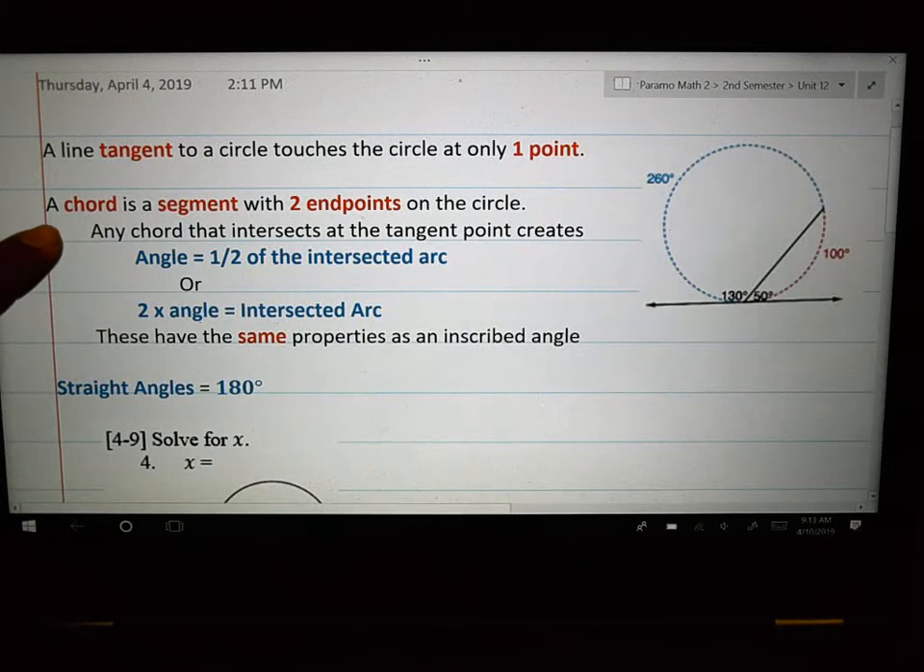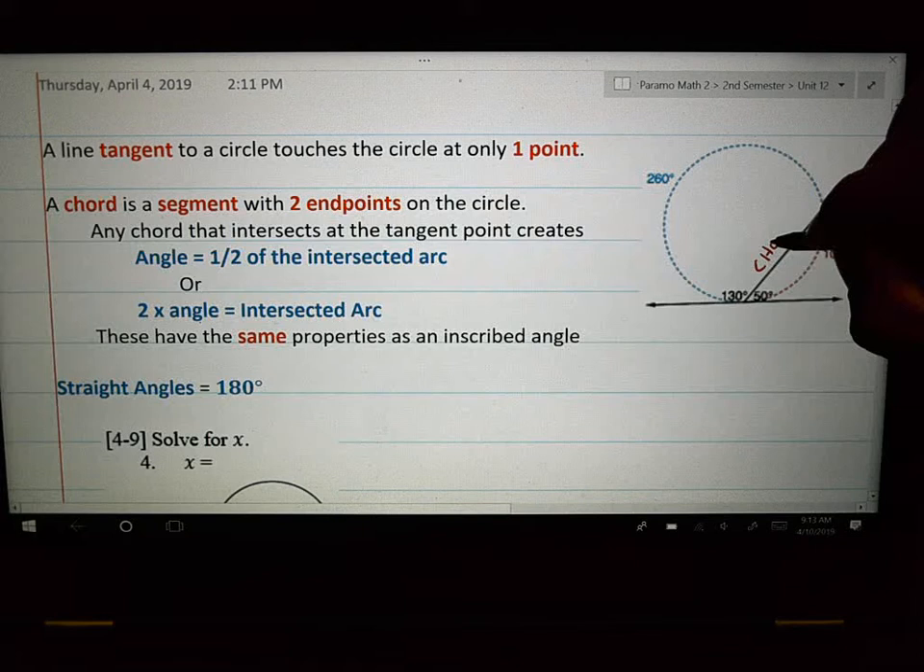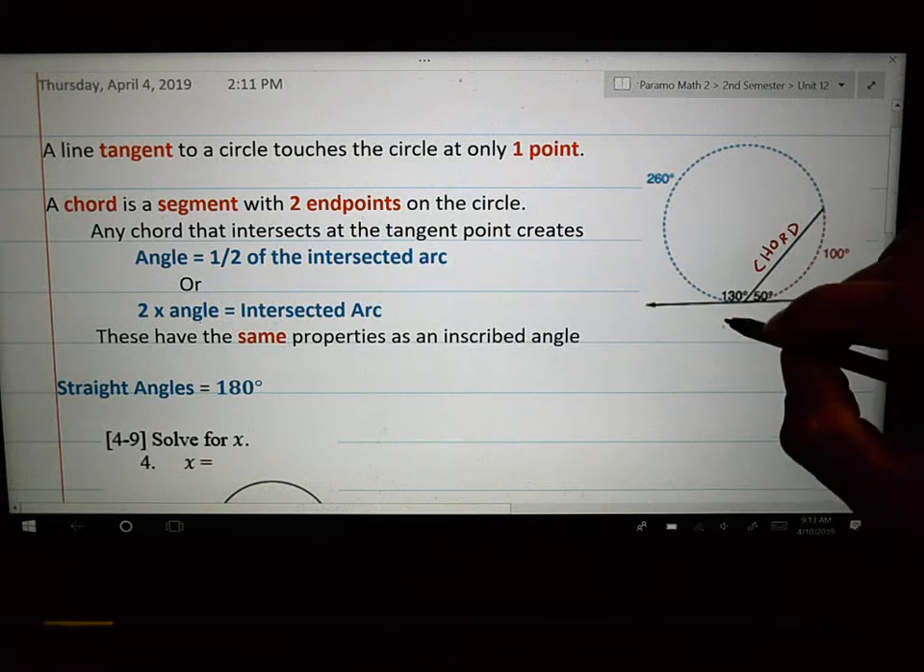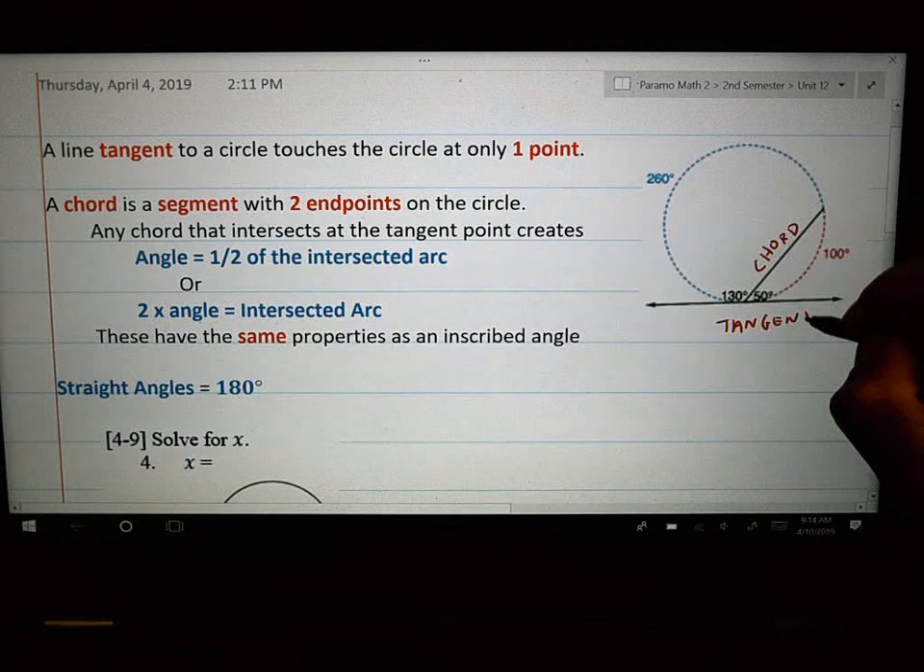A chord is a segment with 2 endpoints on the circle. This part here is called the chord. So I'm going to put chord right here. And I'm going to call this the tangent line over here, just so you know what parts are what.